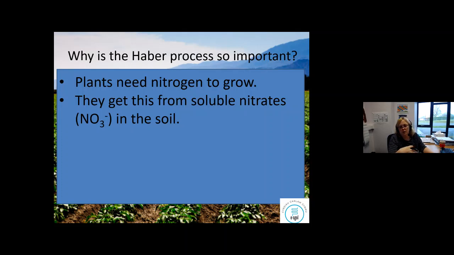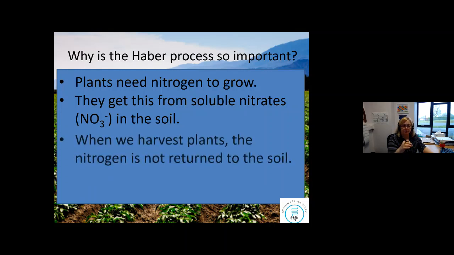All this, I'm not going to go on too much about it because this is covered in quite a lot of detail in biology. I think it was in year 10, in fact, but you'd have revisited it somewhat. But plants get this from nitrates in the soil, therefore.